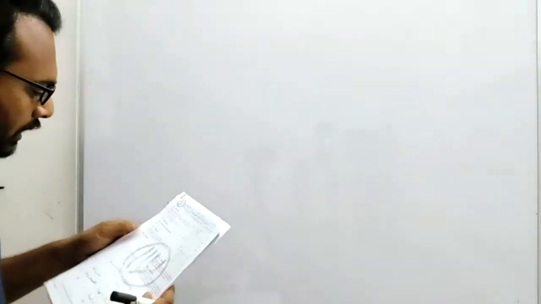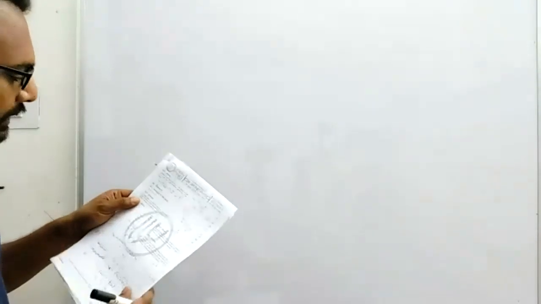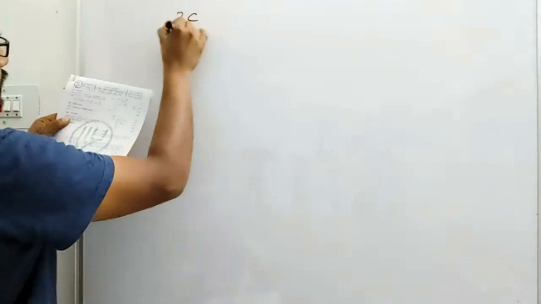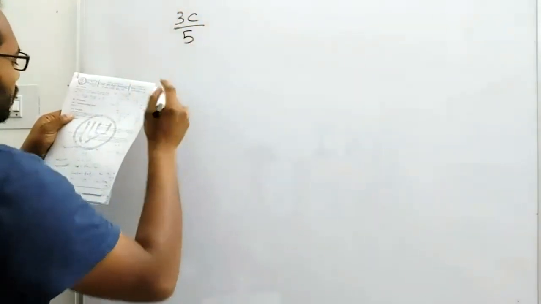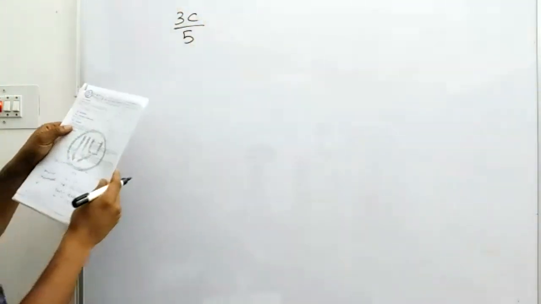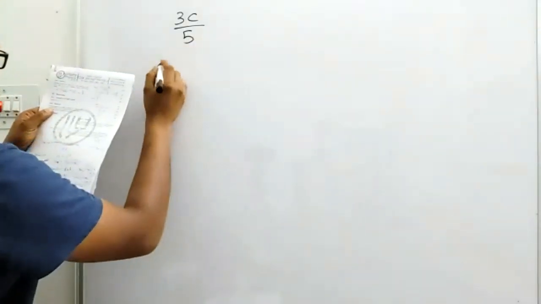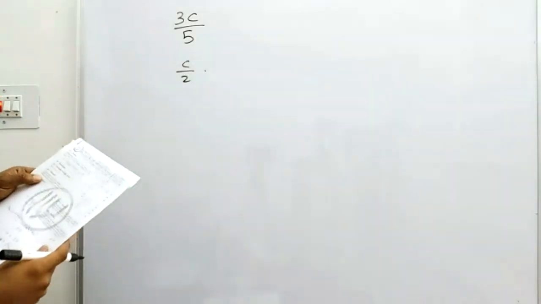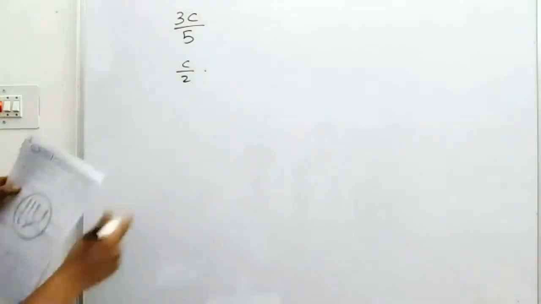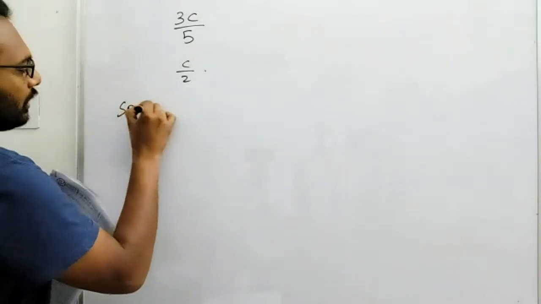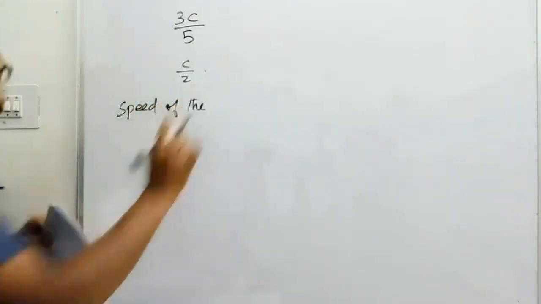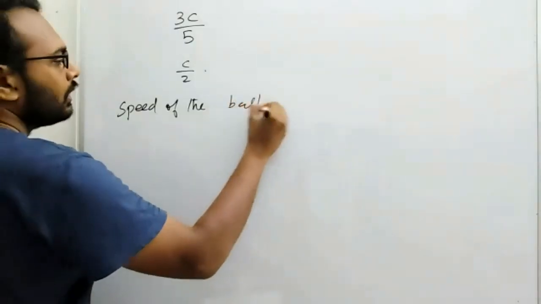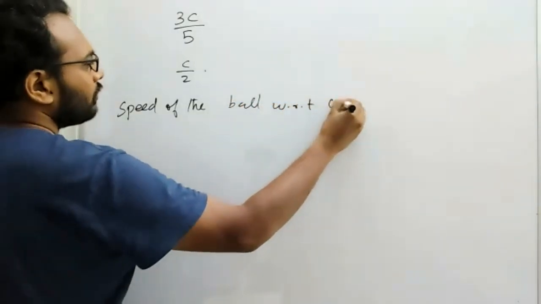So here's the question. A person in a car, which is moving with respect to the ground with speed 3c/5, throws a ball in the upward direction with speed c/2. What's the speed of the ball with respect to the ground?